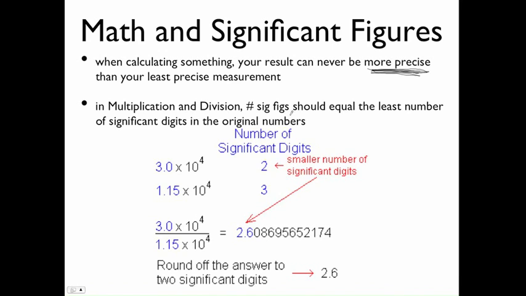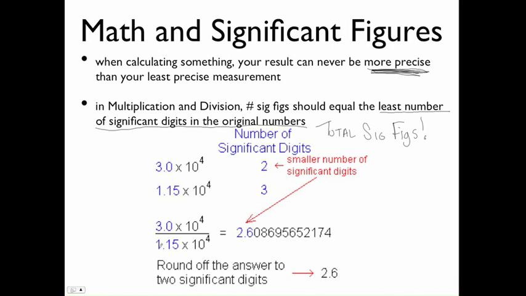For multiplication and division, your sig figs should equal the least number of significant figures in the original numbers. So this is total sig figs. And you'll see why this is important in a bit when we get to adding and subtracting. So for this one, we have 3.0. That's 2 significant figures. This is 1.15. That's 3 significant figures. And this is 3.0. This is also 2 significant figures.